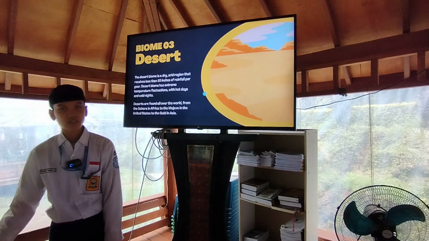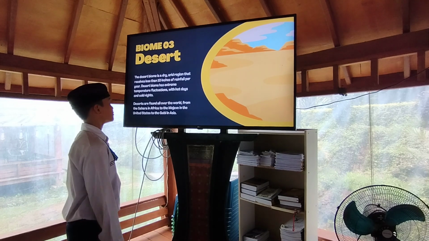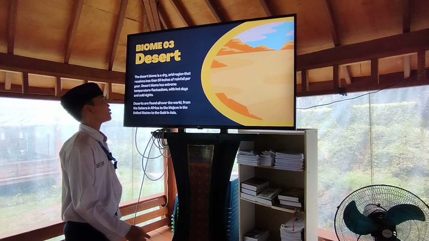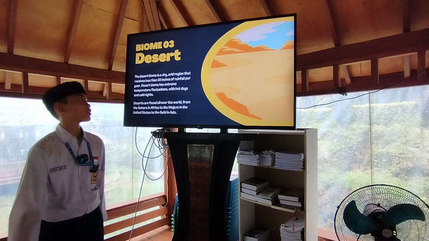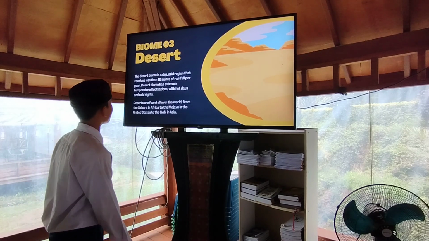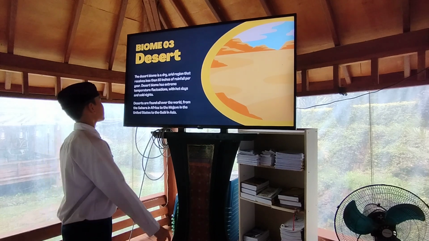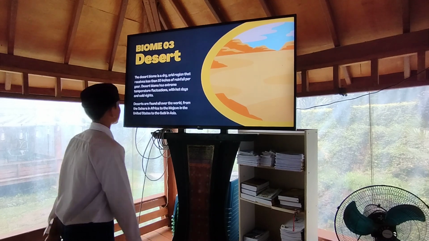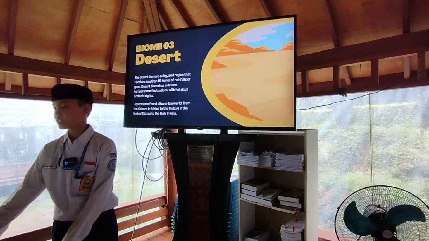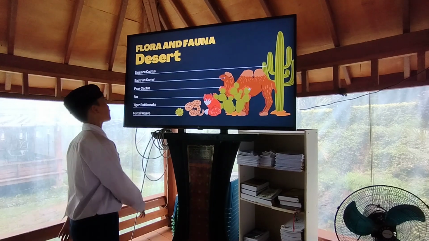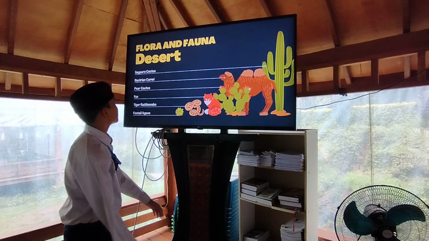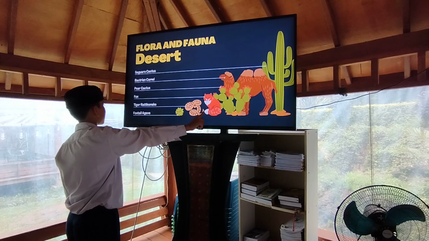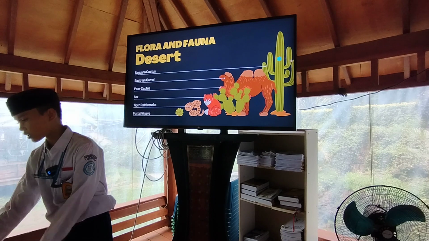The third one, desert. The desert biome is a dry, arid region that receives less than 10 inches of rainfall per year. The desert biome has extreme temperatures, with hot days and cold nights. Deserts are found all over the world, from the Sahara in Africa to the Mojave in the United States to the Gobi in Asia. The flora and fauna of the desert: there is a saguaro cactus, Bactrian camel, prickly pear cactus, fox, tiger rattlesnake, and foxtail.